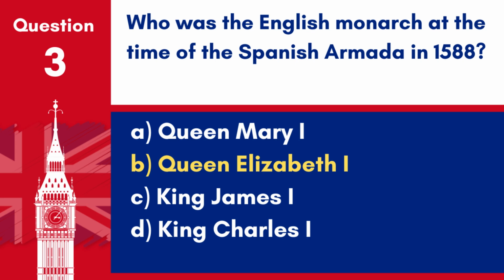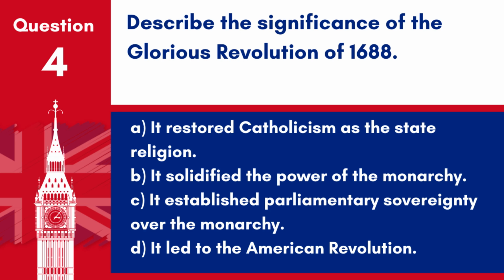Question 4. Describe the significance of the Glorious Revolution of 1688. A. It restored Catholicism as the state religion. B. It solidified the power of the monarchy. C. It established parliamentary sovereignty over the monarchy. D. It led to the American Revolution.